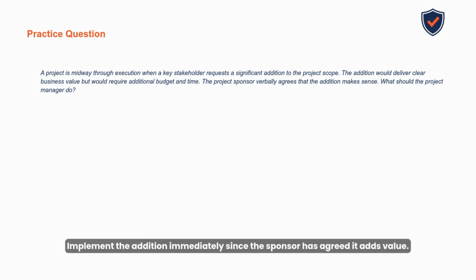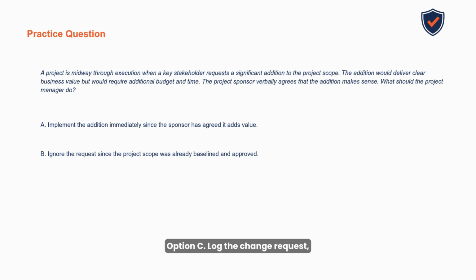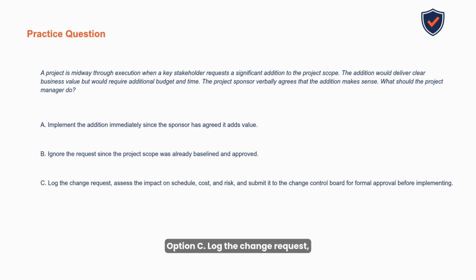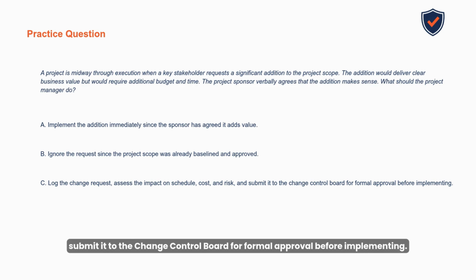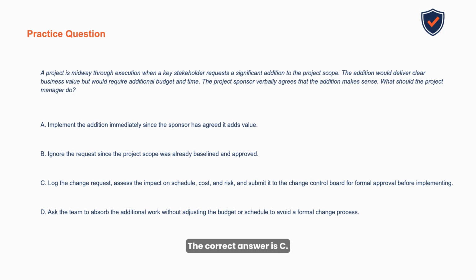Option A. Implement the addition immediately since the sponsor has agreed it adds value. Option B. Ignore the request since the project scope was already baselined and approved. Option C. Log the change request, assess the impact on schedule, cost, and risk, and submit it to the Change Control Board for formal approval before implementing. Option D. Ask the team to absorb the additional work without adjusting the budget or schedule to avoid a formal change process. The correct answer is C.